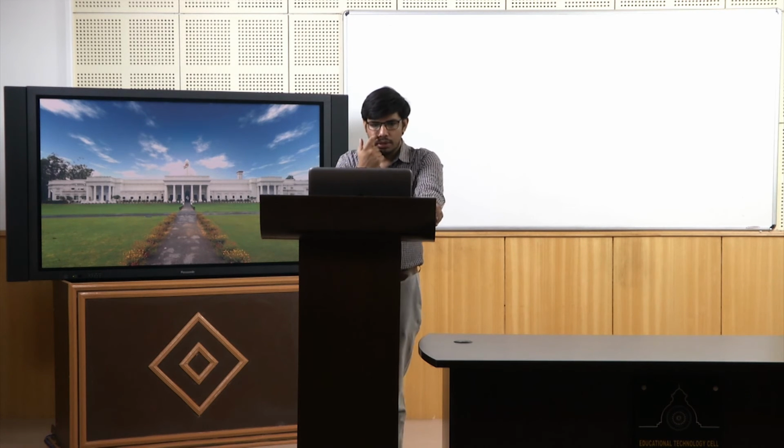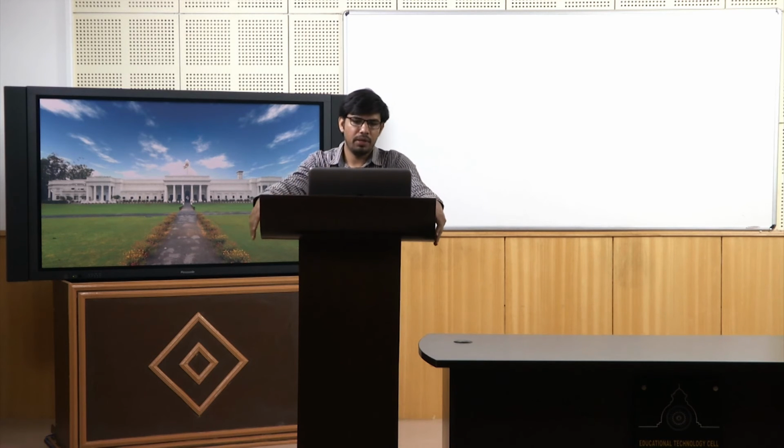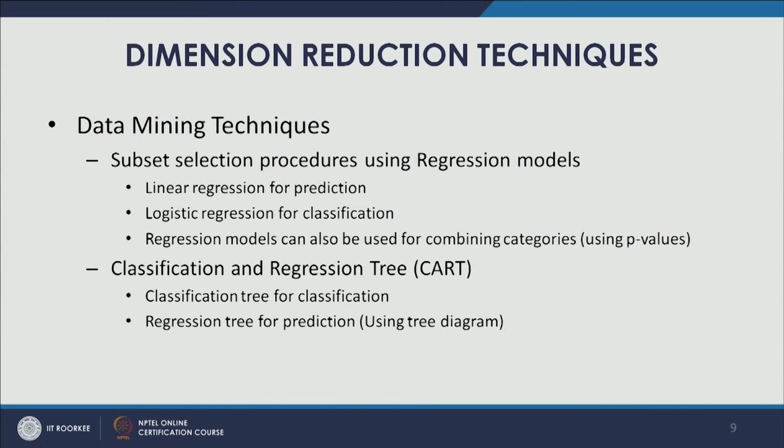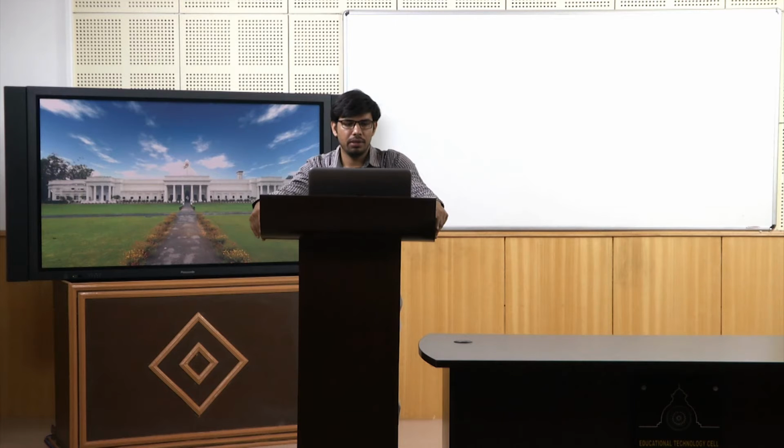So, the first one that we are going to discuss briefly is the regression model. We can apply some of the subset selection procedures using regression models. For example, linear regression for prediction tasks. Therein, we use the significance of the coefficients that we get for different variables.